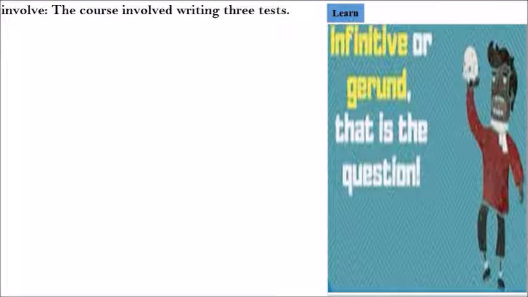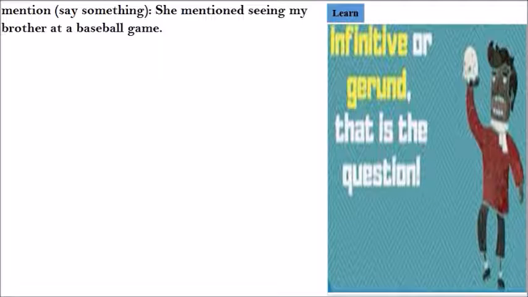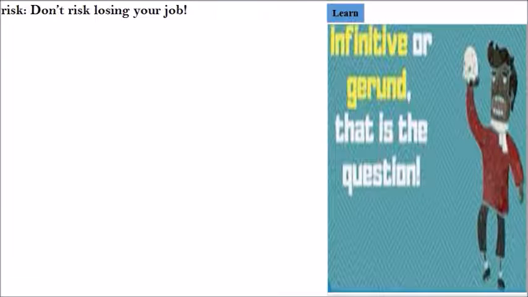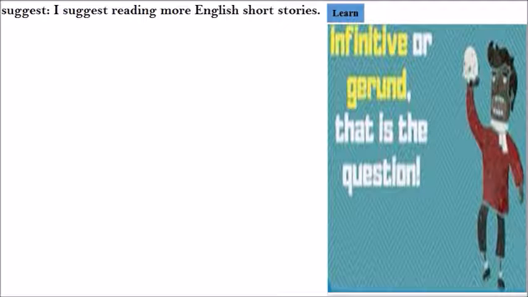Involve. The course involved writing 3 tests. Mention. Say something. She mentioned seeing my brother at a baseball game. Recommend. I recommend practicing gerunds and infinitives. Risk. Don't risk losing your job. Suggest. I suggest reading more English short stories.